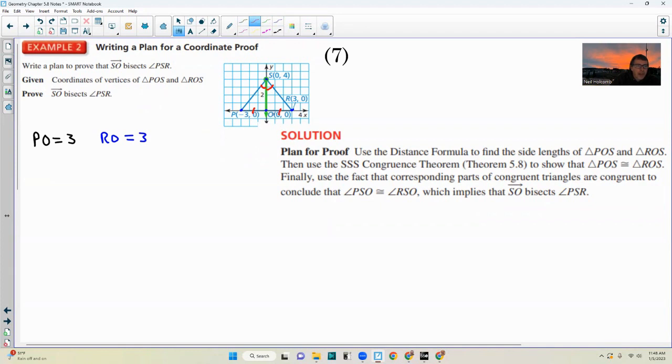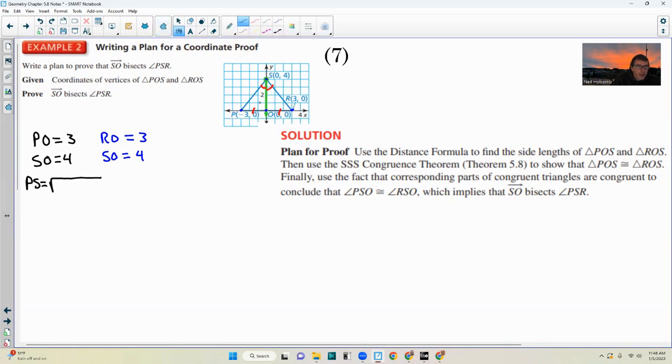lengths 3. The distance from S, which is 0, 4, down to O, which is 0, 0, that's a distance of 4. Okay, so I'm going to say SO equals 4. The length of SO equals 4, and the length of SO equals 4. It's in both triangles. So now we have two sides, and now we have to find the length of PS. So PS equals, in this case, we have to use the distance formula because it's not vertical or horizontal. So let me just move this over so I'm not running into the blue.